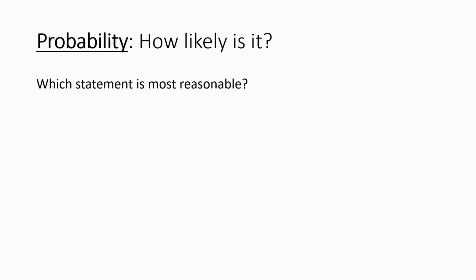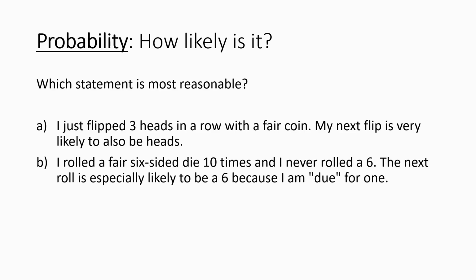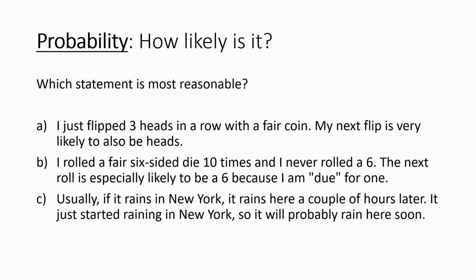Let's move on to another example. Which of the following statements seems the most reasonable? A, I just flipped 3 heads in a row with a fair coin. My next flip is very likely to also be heads. I'm on a winning streak. B, I rolled a fair 6-sided die 10 times, and I never rolled a 6. The next roll is especially likely to be a 6 because I'm due for one. Or C, it usually rains in New York. Usually, if it rains in New York, it rains here a couple hours later. It just started raining in New York, so it will probably rain here soon. Take a minute and think about it, and we'll get back to it in 3, 2, 1.